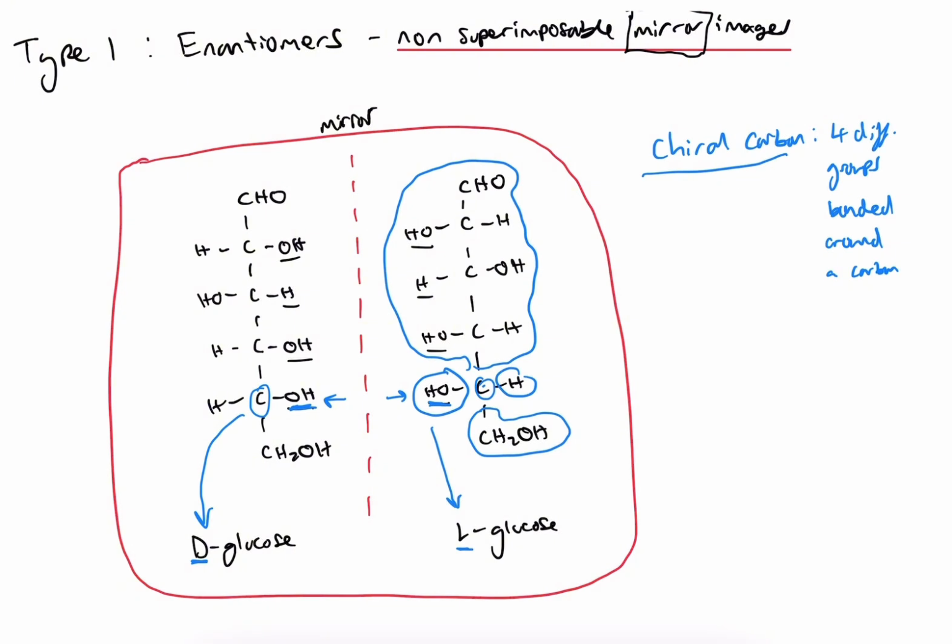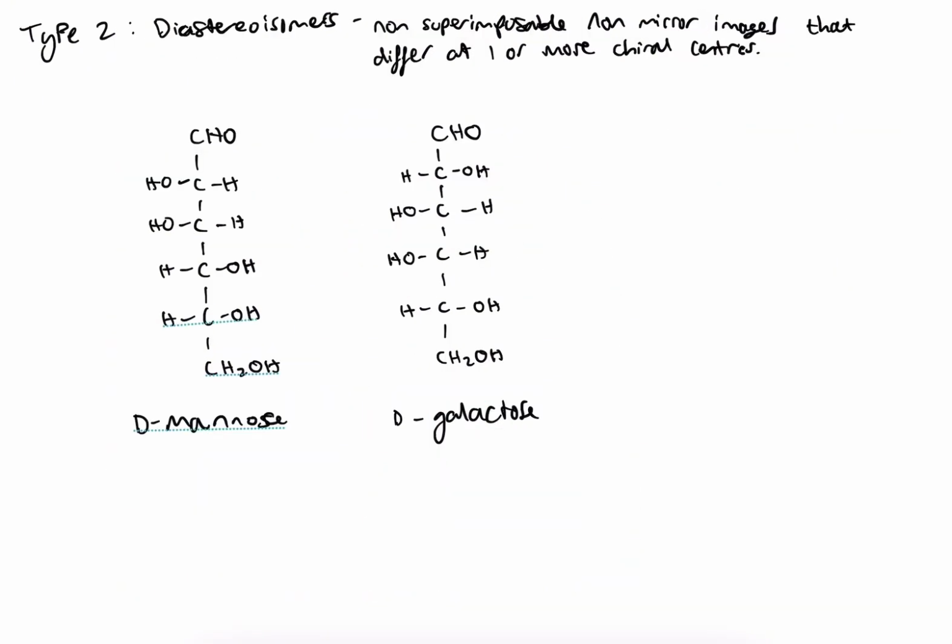Now we're going to move on to a different type of stereoisomer. So here we have diastereomers. Now it's getting a little bit more tricky. This is a non-superimposable, non-mirror image that differs at one or more chiral carbon centers. Now the key thing to see here is it's non-superimposable, non-mirror image. That's the main difference between diastereoisomers and enantiomers.